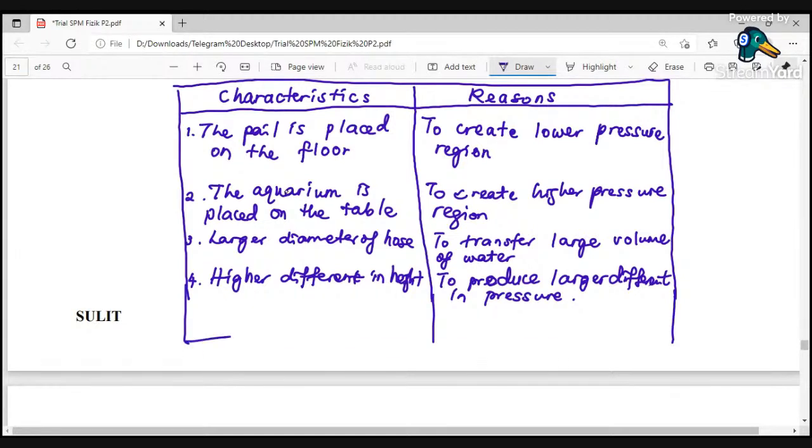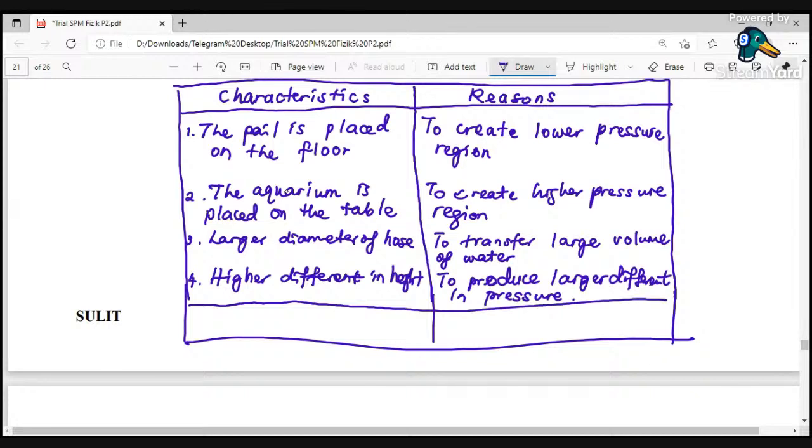Okay. So we have discussed the four characteristics. Now, which one is chosen? Which one is chosen and why? You must write again the reason on the left side. Because the pail is on the floor, the aquarium is on the table, has larger diameter hose and higher difference in height. You write again here.